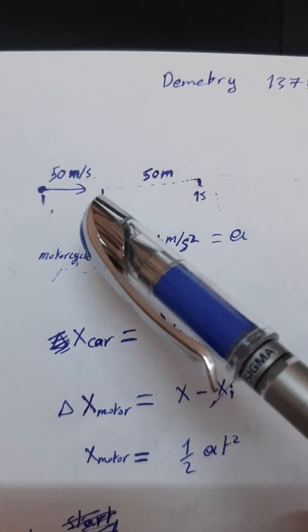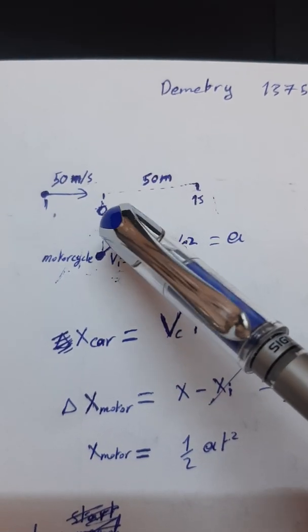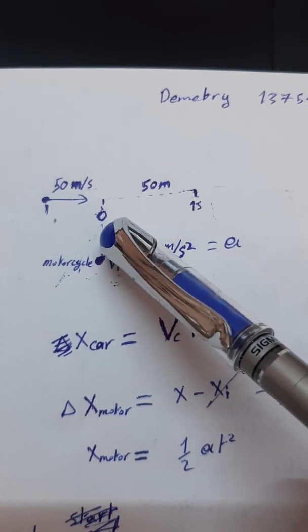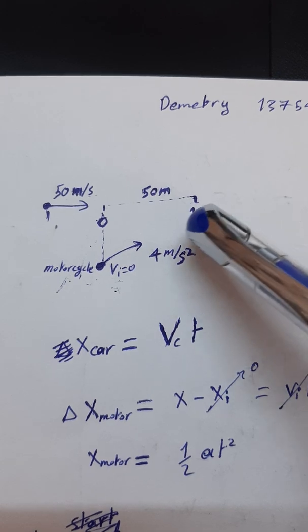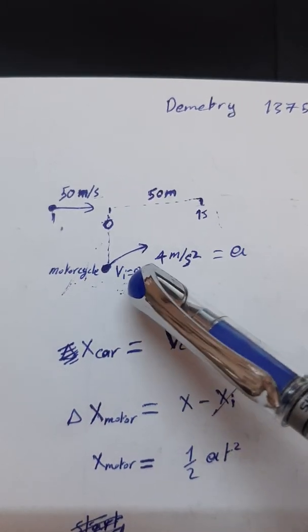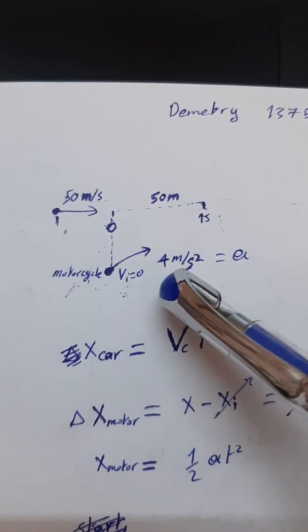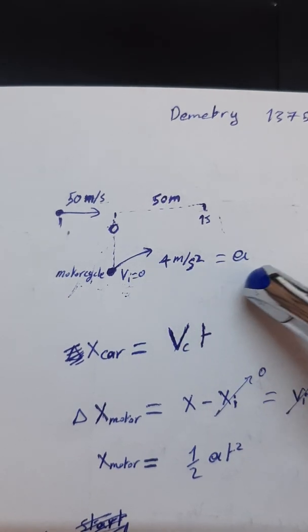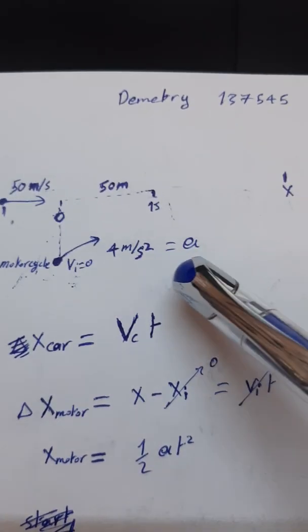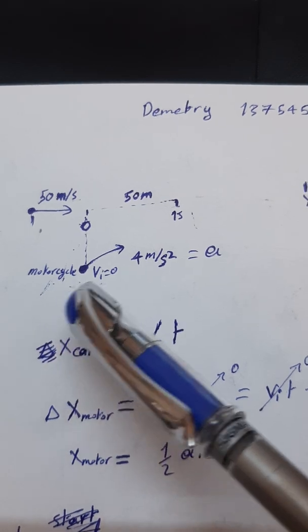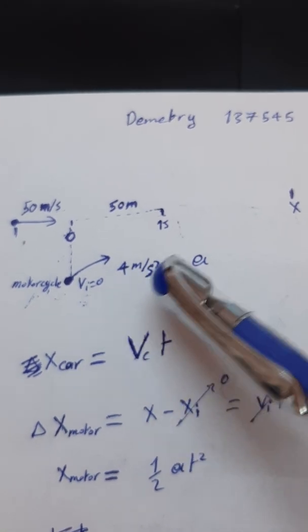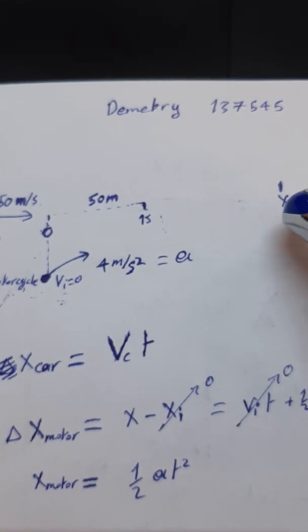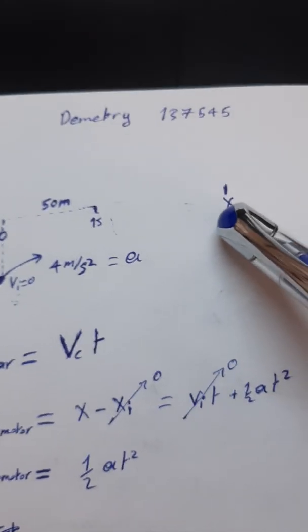After the car passes from this position about 1 second, the motorcycle just started its movement with 4 meters per second squared acceleration. Now for the motorcycle to catch the car, it must have the same position as the car after some period of time.